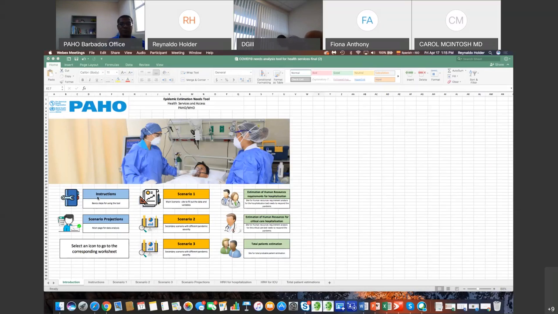And then the 3 icons in green are for the estimation of human resources required for intermediate admission to hospitals and human resources required for critical care. Then there's the last sheet that deals with projections that can be done for a country or a region based specifically on total population. So I will try to go through each one of these worksheets and provide an explanation of what it contains and how it works, more or less.